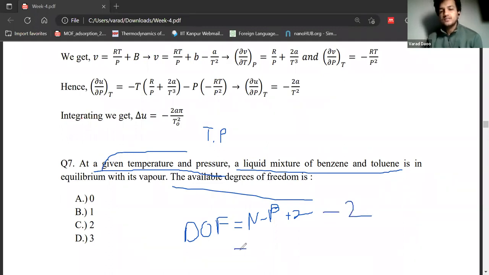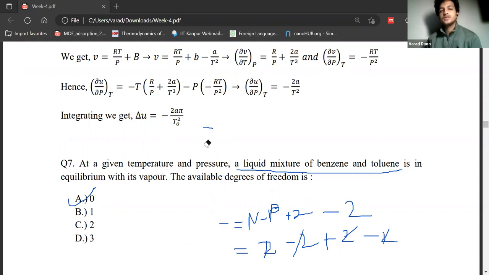And what we have? Number of components is 2. Number of phases, also 2, liquid and vapor. Plus 2 minus 2, so this cancels this. That means the answer is 2. Let us check what the answer is.